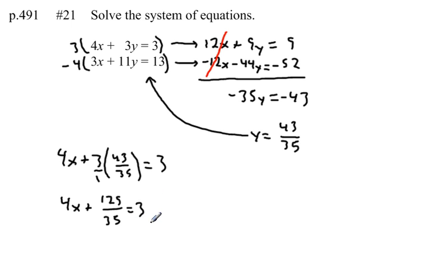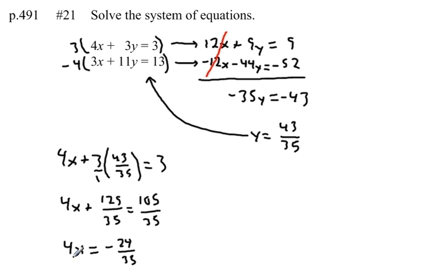Now this 3 over here, let's just write that in 35ths as well. So it's 3 over 1 right now. If I multiply top and bottom by 35, I will get 105/35. Now the reason I wrote it that way is because we have to subtract 129/35 from both sides. That gives me 4x equals negative 24/35.